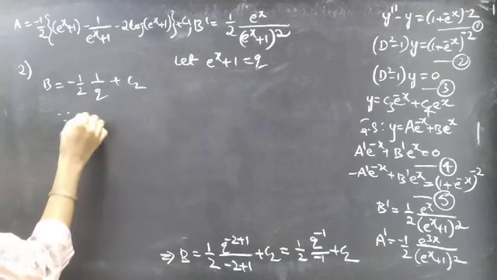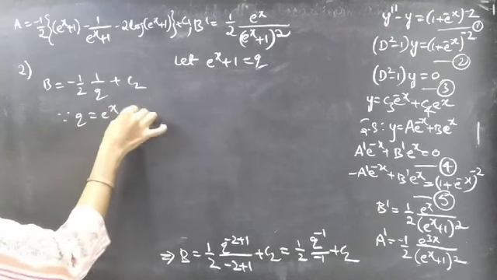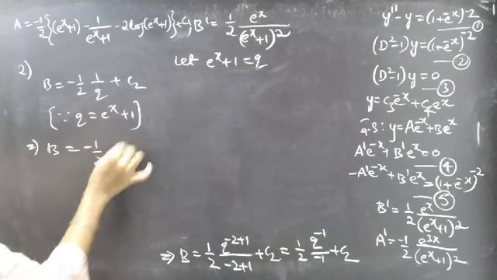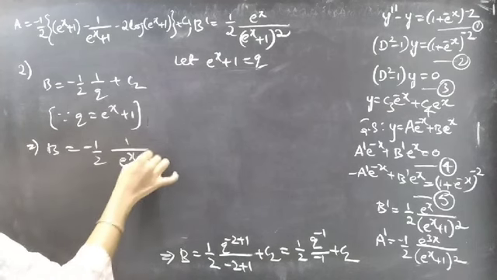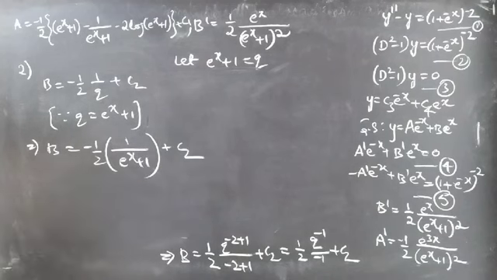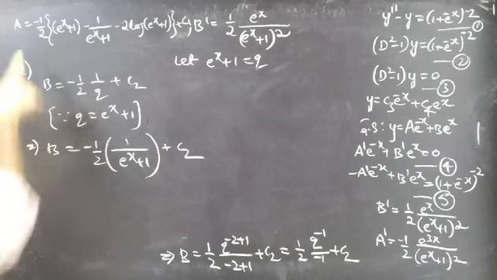Since q equals e power x plus 1, just replace it. Then we'll get b equal to minus 1 by 2 into 1 by e power x plus 1 plus c2. Right? So we got a and b.